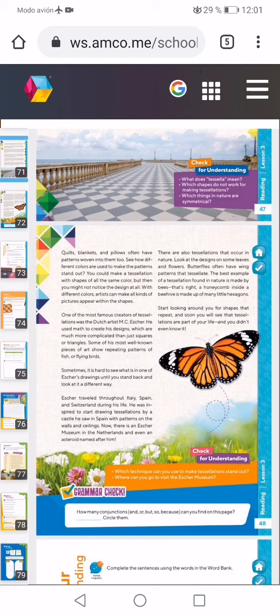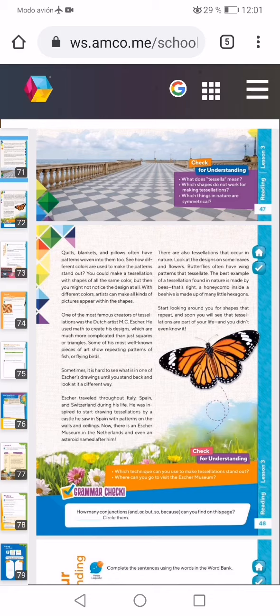Escher traveled throughout Italy, Spain, and Switzerland during his life. He was inspired to start drawing tessellations by a castle he saw in Spain, with patterns on the walls and ceilings. Now, there is an Escher museum in the Netherlands, and even an asteroid named after him.